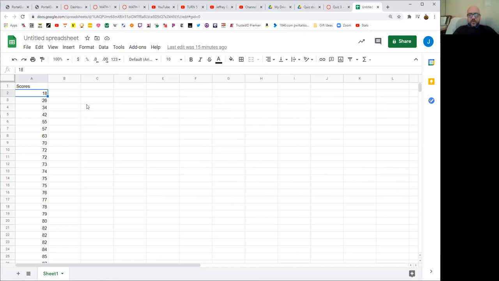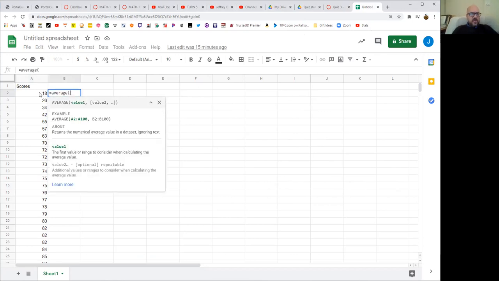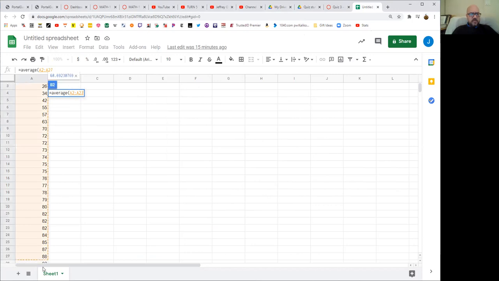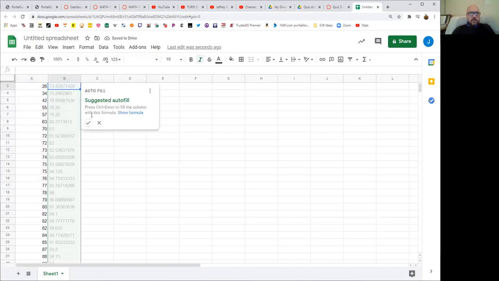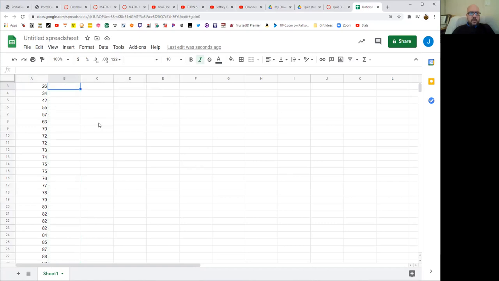So if I want the average, remember that we can do this: equals AVERAGE of, and then you can just grab these. Average of those things, close parentheses. I don't know what it's doing there. The average is 71.6. Let's actually take this and put it over here and delete that.